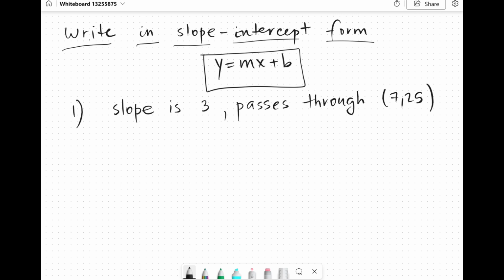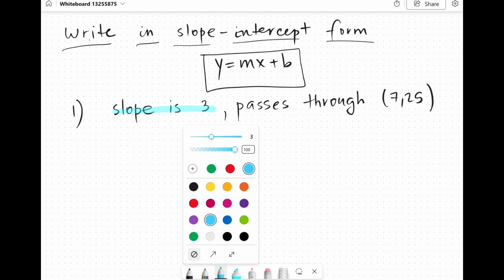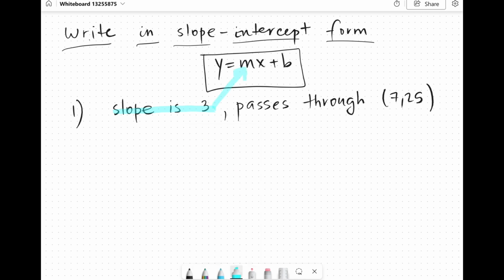Keep in mind that if a question provides you with b and m, you're ready to write, you simply replace m with the number and b with the number. My first example does provide you with the slope. Slope is 3. So I know that in place of m in my equation, I will have a 3.